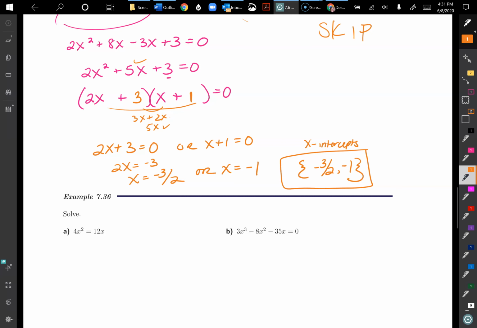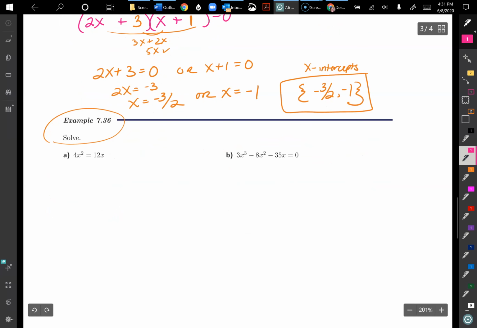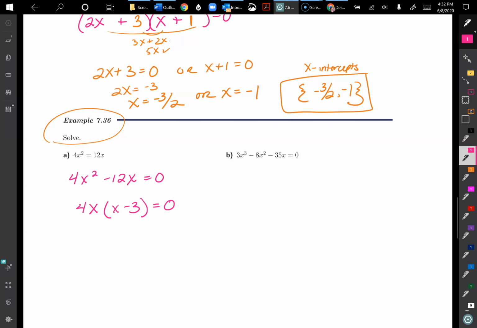All right, here's one that I do want you to take a look at. Example 7.36. We would have 4x squared equals 12x. So we're going to subtract the 12x from both sides. There's a couple of different ways we could attack this, but then we could factor out a GCF. So we have 4x, and then we have x minus 3 as our other factor. So sometimes you don't have a binomial as one of your factors. It's just a monomial. So again, just set that factor equal to 0. 4x equals 0, or x minus 3 equals 0.